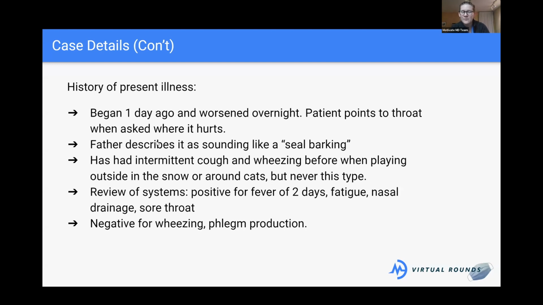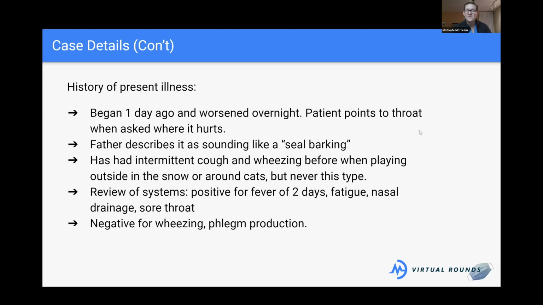His father, who brought him in, describes the cough as sounding like a seal barking. And it sounds like he's also had this intermittent cough with wheezing before, but specifically when playing outside in the snow or being around cats. But that's not the same as the cough that he's experiencing right now. So that's another thing that we'd want to consider. It sounds like this process might be a little bit different from that.